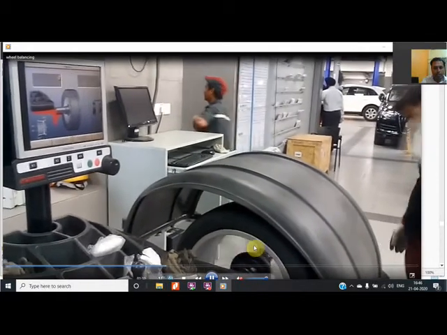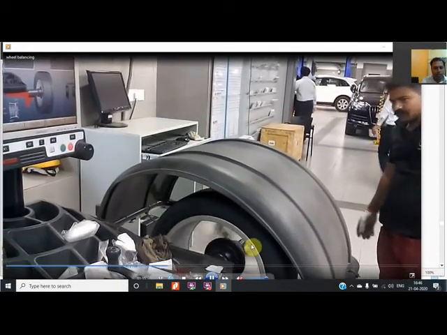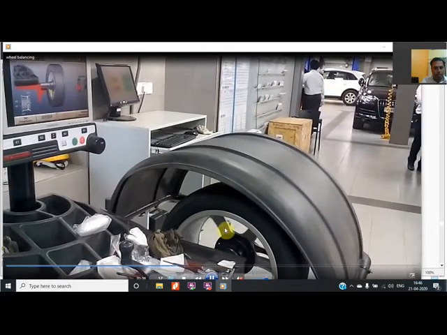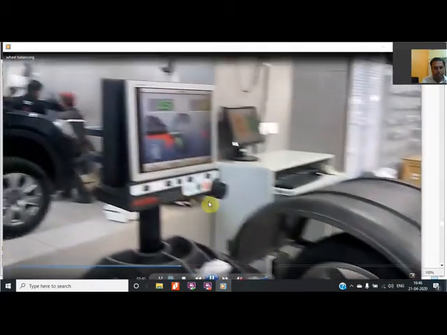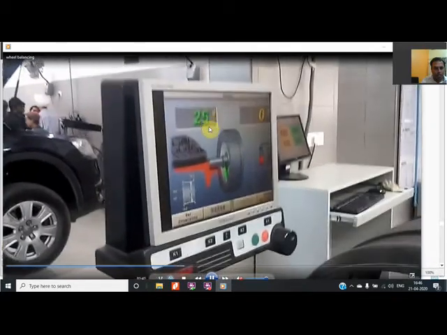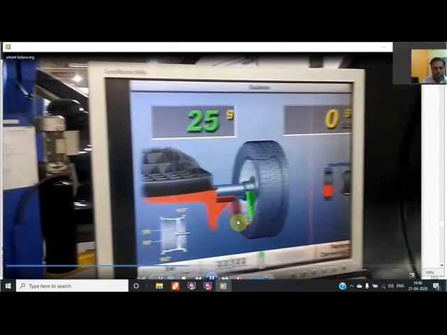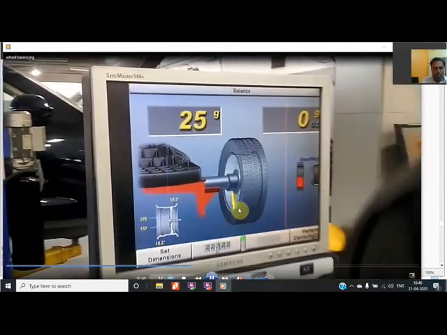The wheel starts rotating, and after attaining a certain speed, the machine knows what unbalanced force has created the problem of wobbling or centrifugal force. Now it is showing that 25 grams is to be placed, and the location is also shown on the screen. It means here we have to place the weight on the inner side.